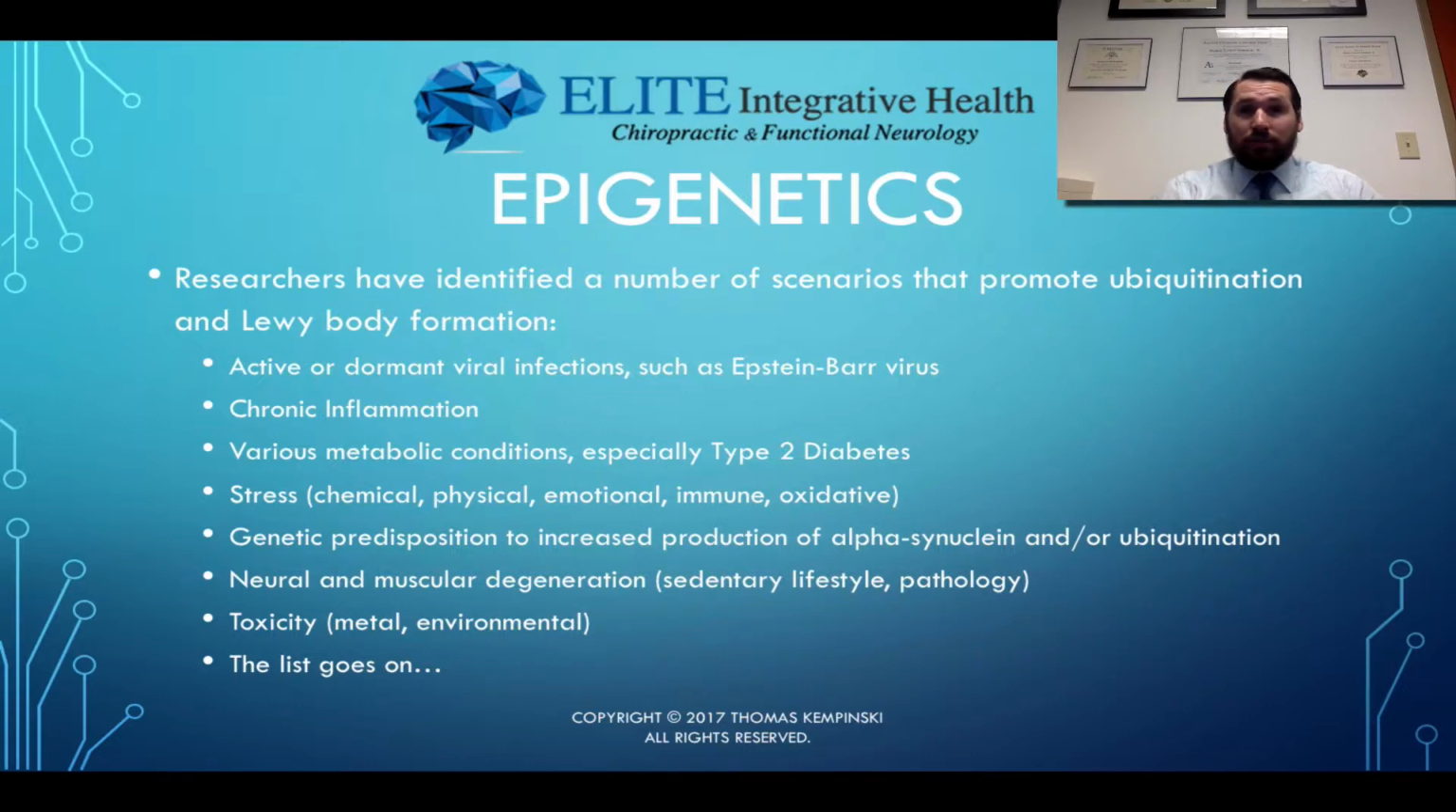Stress can do it, and there's different forms of stress. We have chemical stress, we have physical stress, emotional stress, you have immune stress, oxidative stress, so there's a lot of different forms of stress that can bring about these types of gene expression or diseases. You can be genetically predisposed to increased production of alpha-synuclein and/or ubiquitination. So again, that's somebody who needs to be extra cautious about their environment and their epigenetics. You could have neural and muscular degeneration, so this can occur from a sedentary lifestyle or pathology. You could have toxicity from metal or from environmental issues, and the list honestly just goes on and on.